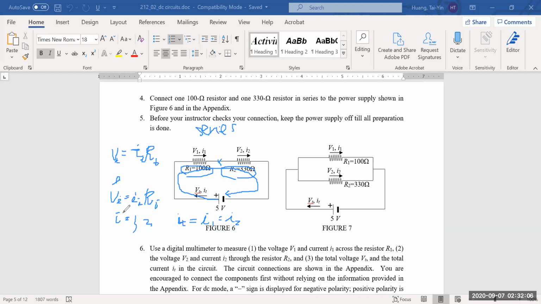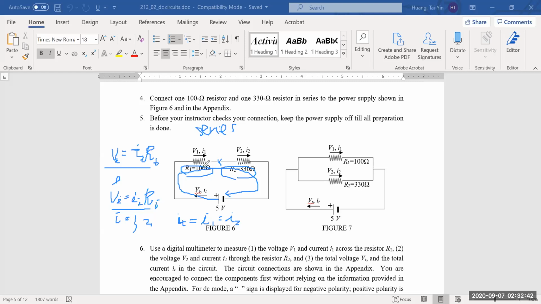Okay, so you have V_I equals I_I times R_I, and your R_I can either be 100 or 330, and your I total is equal to I1 and I2. That's why you need to use this equation. Your V total is 5. Your I total can be calculated once you know the R total. And then once you calculate your I total, you can use this equation to calculate your individual V_I. This is how you do it theoretically.